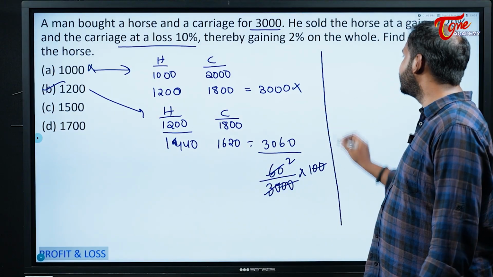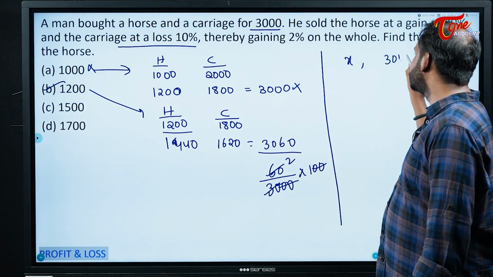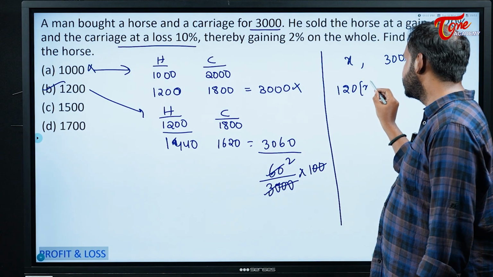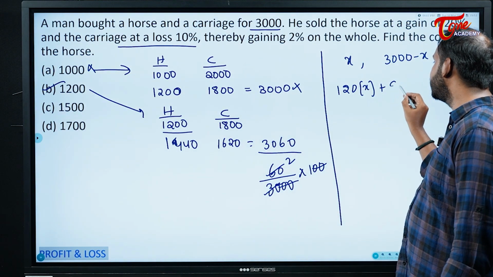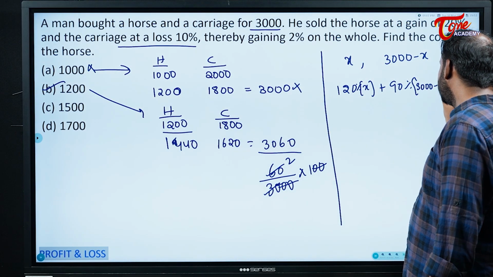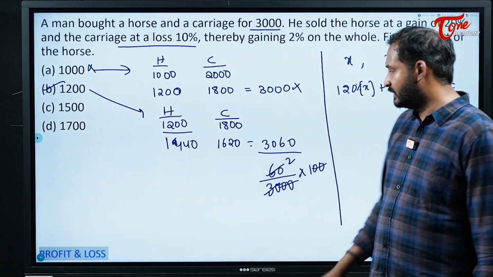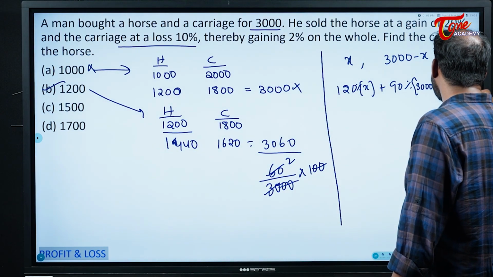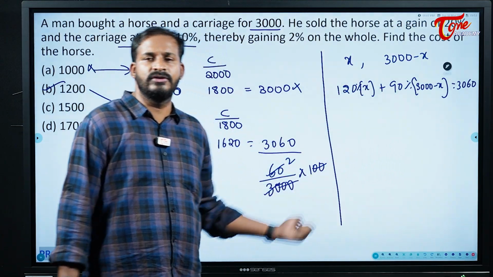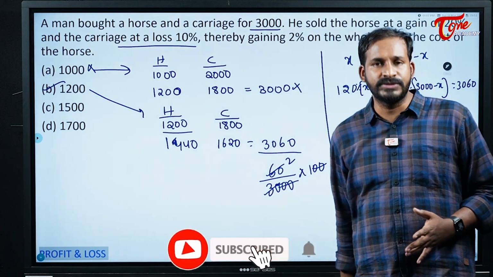If we go with the standard method, what we will think is horse price as X, then what happens to the carriage price? 3000 minus X. On the horse he is getting a profit of 20%, means 120% of X, plus on the carriage he is getting a loss, means 90% of 3000 minus X. This value will be equal to what? Overall a gain of 2%, right? So what is 2% of 3000? 60. So this will be equal to 3060. You need to write this equation and you need to solve this one. So instead of that, if you are really quick in calculations, go with the option verification.